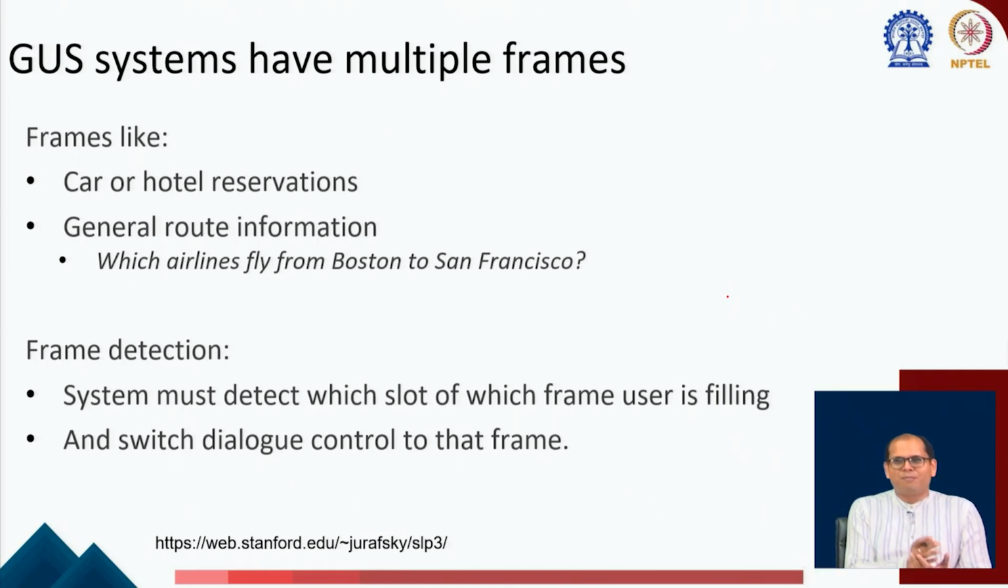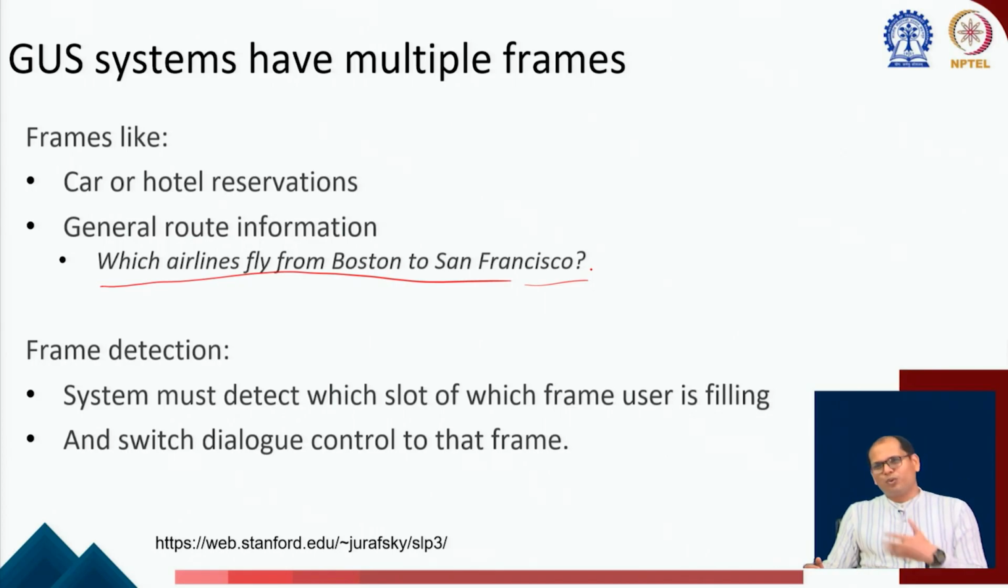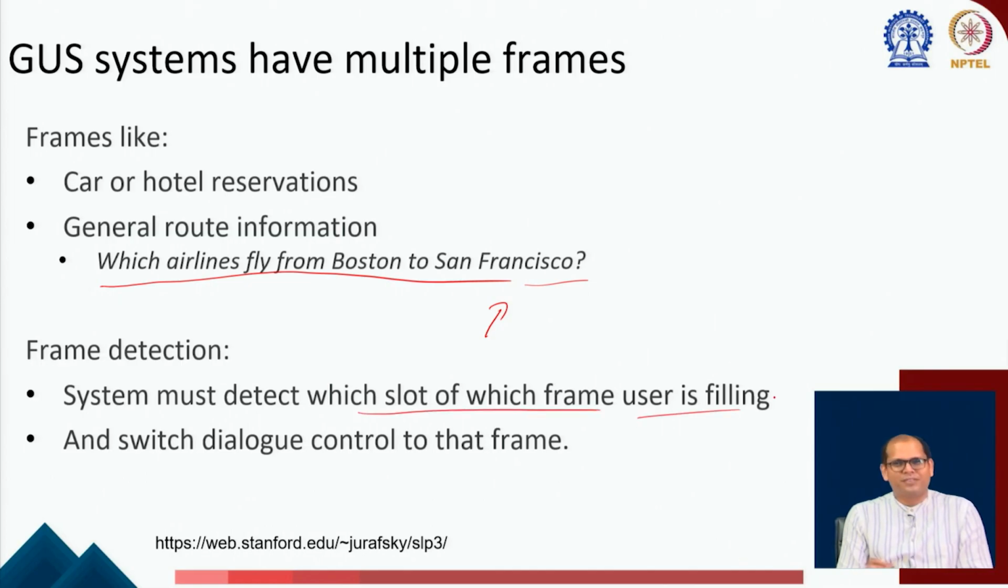And you can see the need for multiple frames, because you want to cater to multiple scenarios. Even just talking about the flight reservation, you may have scenarios like the user starts asking which airlines fly from Boston to San Francisco. So you may have to have a general route information so that you can respond to queries like that. So one of the main tasks here is that the system must detect which slot of which frame the user is filling, right?